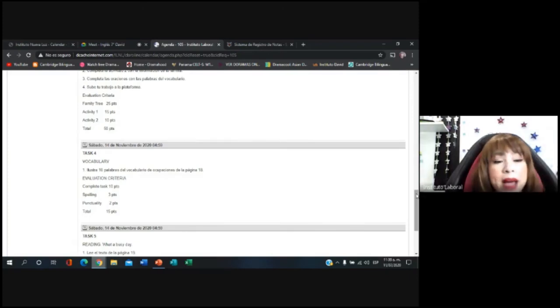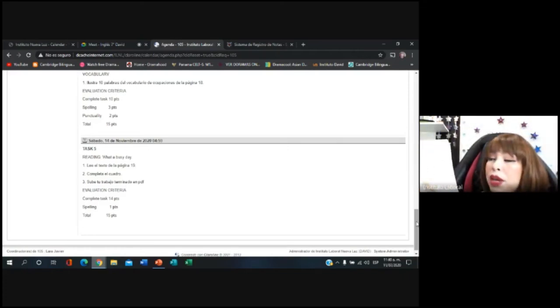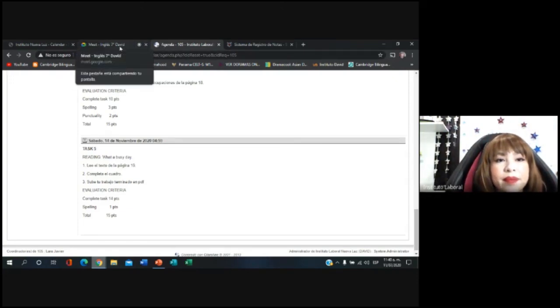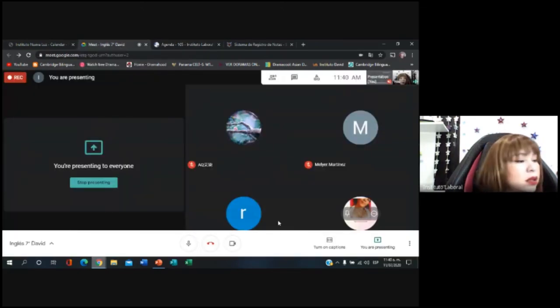For task number 5, you have a reading. The reading is "What a Busy Day." You have to read the text and complete the chart with the different occupations of each member of Mark's family and the job place. These are the tasks that you have for this week.